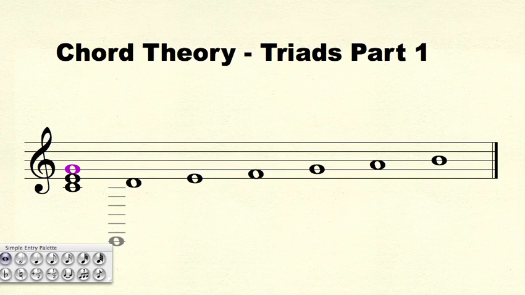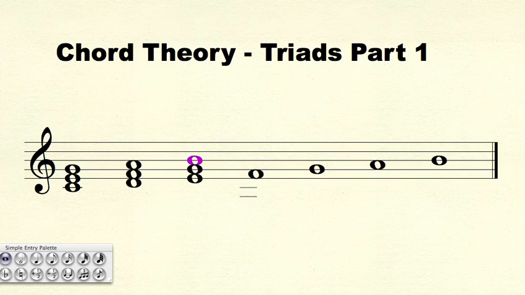So to continue on, we're going to start with D. And D is in a space below the staff, so we're going to put a note in a space above it, and then in the space above that. So we've got an F and an A, so we've got D, F and A. The next note is E, and you'll notice that E is also on a line, and we're going to put a note above it on a line again, and above that on a line again. So we've got E, G and B.